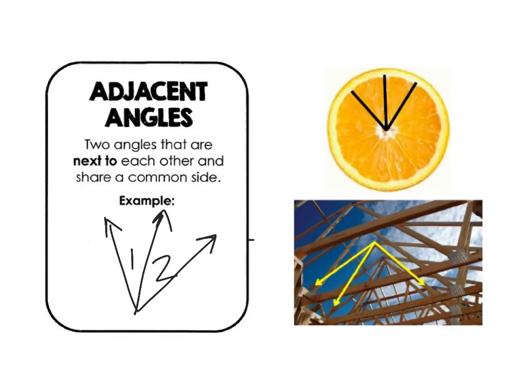Here are a couple of real-world examples of when you'll see adjacent angles. In an orange, all of the pieces of the orange are adjacent angles to each other. In a bridge or a roof when you're building, construction workers and engineers use adjacent angles all the time.